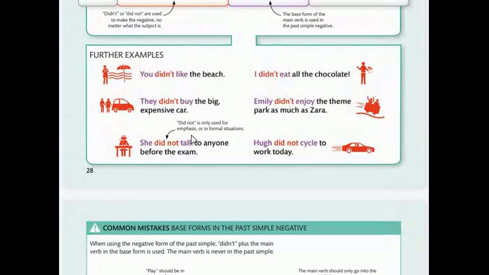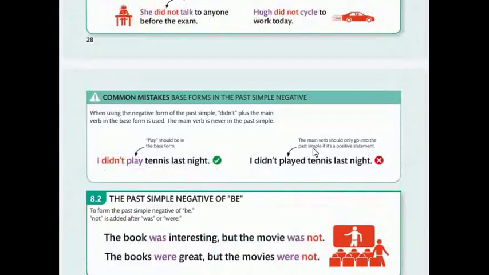Did not is only used for emphasis or in formal situations. I didn't eat all the chocolate. Emily didn't enjoy the theme park as much as Sarah. Hook didn't cycle to work today. Common mistakes.